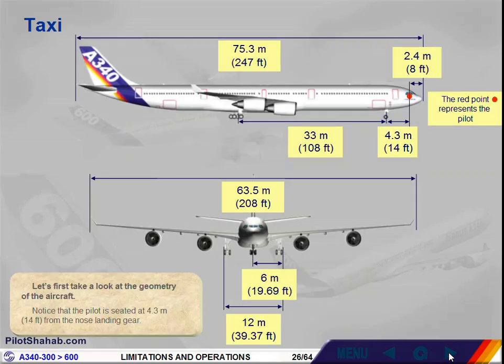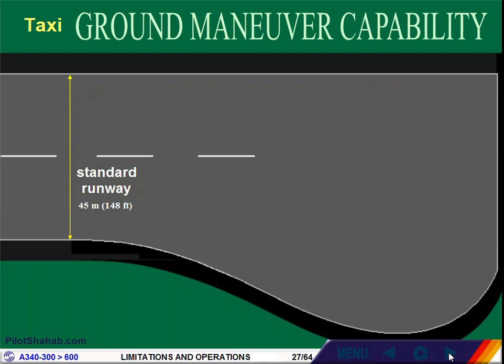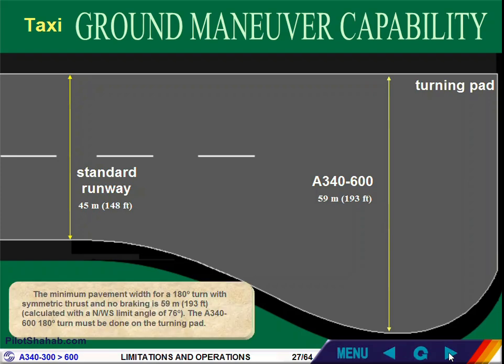Let's first take a look at the geometry of the aircraft. Notice that the pilot is seated at 4.3 meters, 14 feet from the nose landing gear. The minimum pavement width for a 180 degrees turn with symmetric thrust and no braking is 59 meters, 193 feet, calculated with a nose wheel steering limit angle of 76 degrees. The A340-600 180 degrees turn must be done on the turning pad.